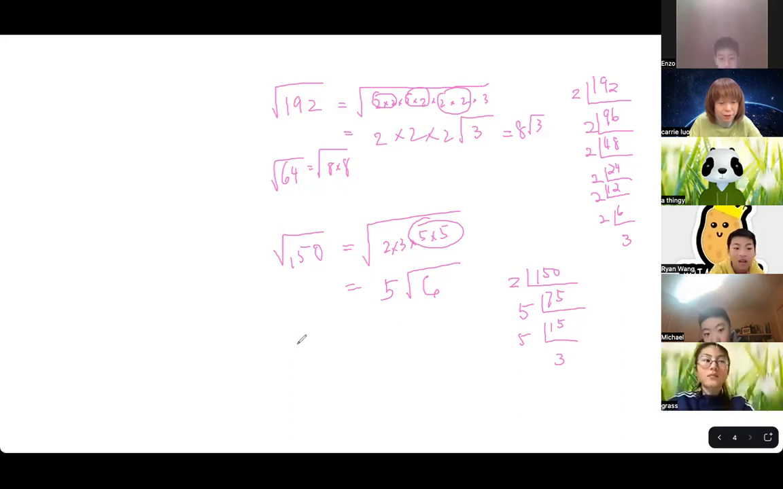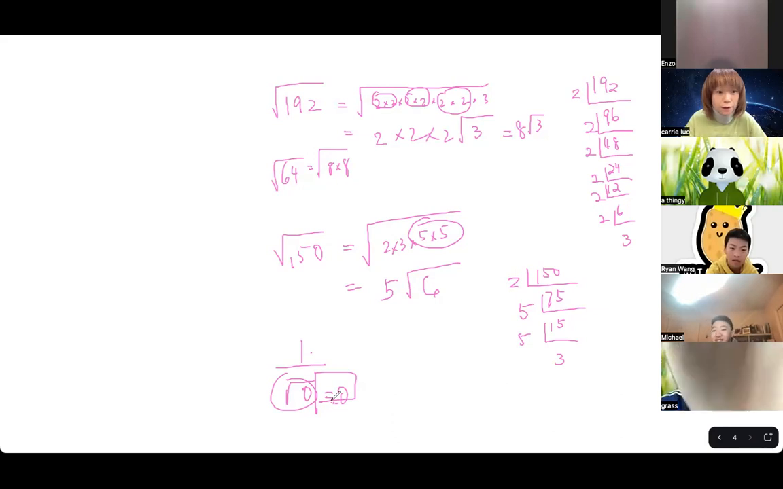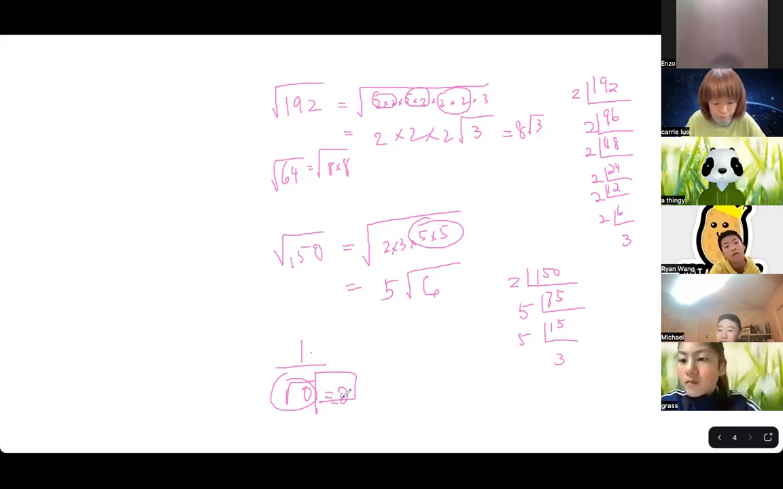So let's talk about Michael's question. Michael said 1 over square root 0. Square root 0, no problem, equals 0. But the thing is, Michael, can 1 be divided by 0? Can 0 become a denominator? No. Got it? The zero cannot exist in the denominator.